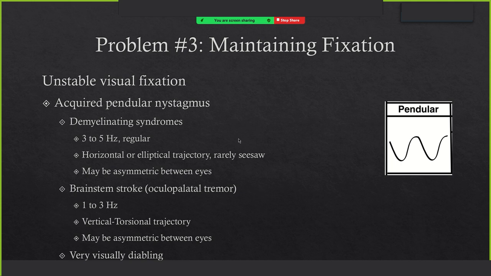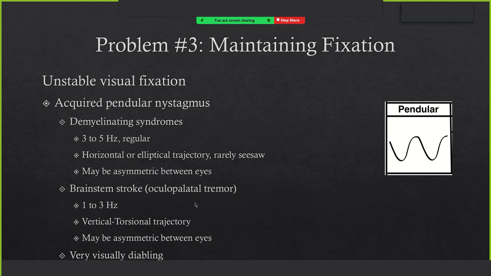the pons and the cerebellum. Again, same type of place. If you have a lot of pontine and cerebellar lesions and you have optic neuritis, it seems to be even more common, and perhaps some kind of mismatch between your vestibular information and your visual information has been proposed as a mechanism. Anyway, demyelinating syndromes tend to be horizontal or a little bit elliptical, pretty regular, but they can be asymmetric. And the eye that has visual dysfunction tends to have more severe nystagmus.